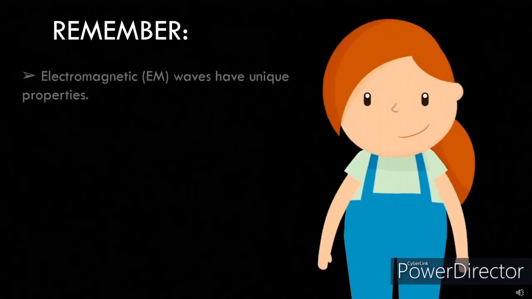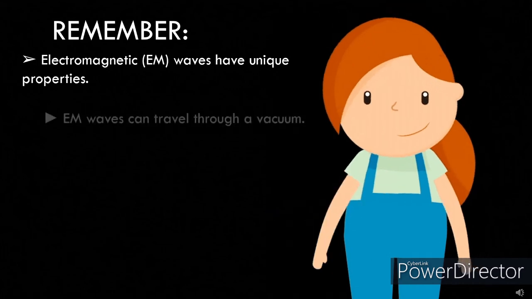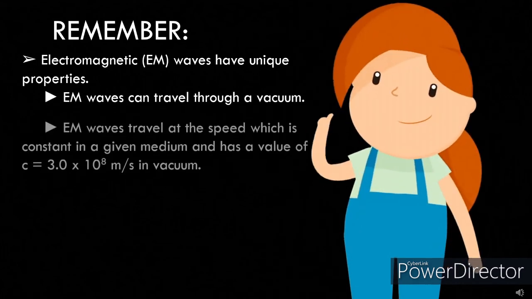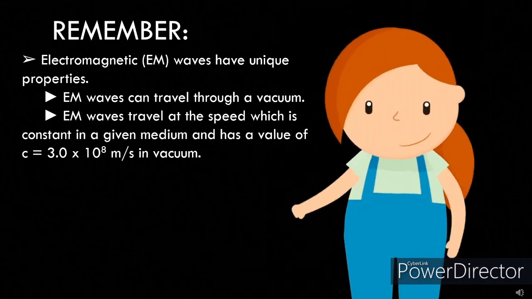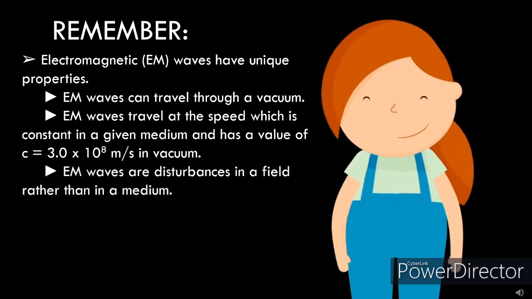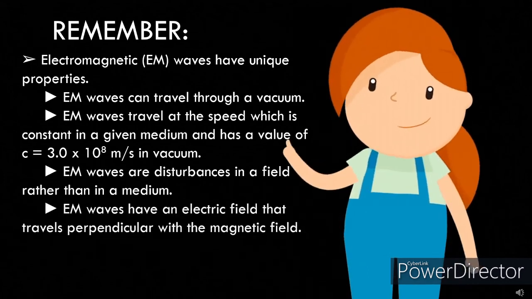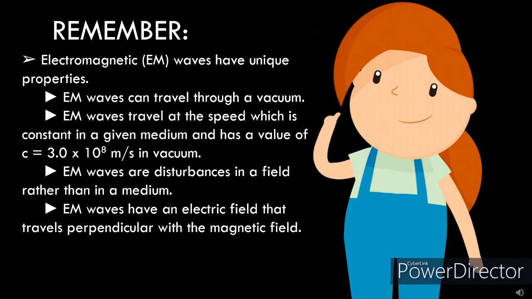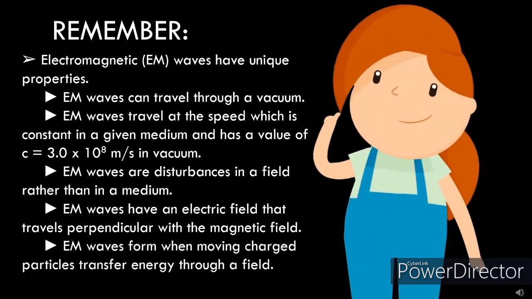Remember also that EM waves have unique properties. These properties are: EM waves can travel through a vacuum. EM waves travel at a speed which is constant in a given medium and has a value of c equals 3.0 times 10 raised to 8 meters per second in vacuum. EM waves are disturbances in a field rather than in a medium. EM waves have an electric field that travels perpendicular with the magnetic field. And EM waves form when moving charged particles transfer energy through a field.